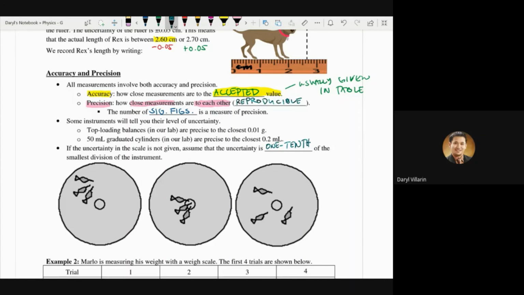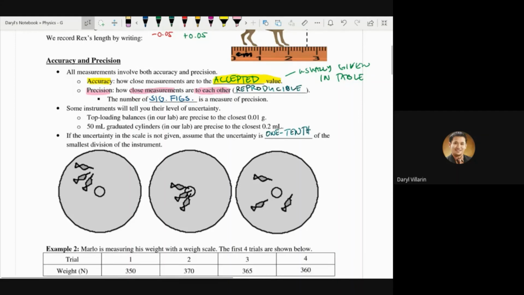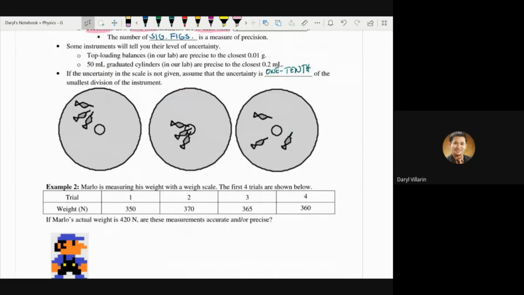Thank you. Okay, so 0.1 centimeter, you divide it by 10. 1/10 is 1 over 10. So that's 0.01 centimeter. So that would be the uncertainty of your measurement or instrument.